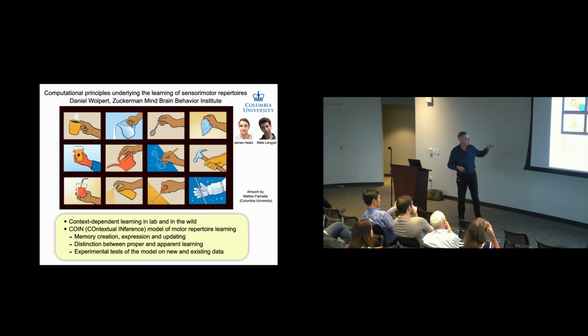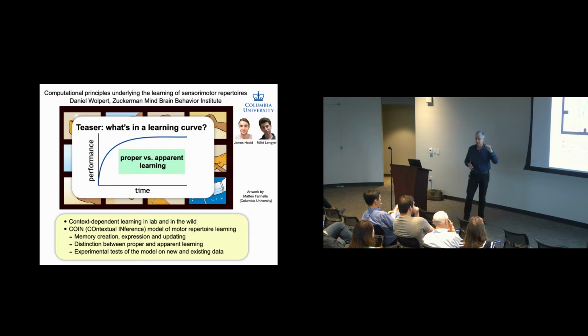I'm going to talk about how the model deals with memory creation, expression, updating, and the distinction between proper and apparent learning, and hopefully you don't know what those mean yet, but here's a teaser. If you stay with me for a third of my talk, you might know what underlies a learning curve. So when you see a curve like this, time and some performance in some task improving, we often think about that as changing some internal memory or something. And I want to try and convince you that's not the only way this can happen.